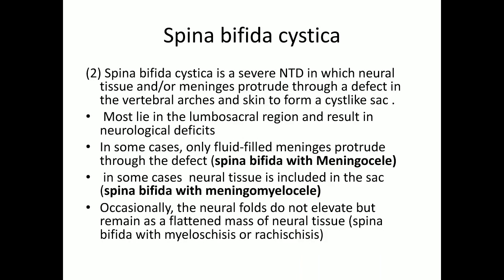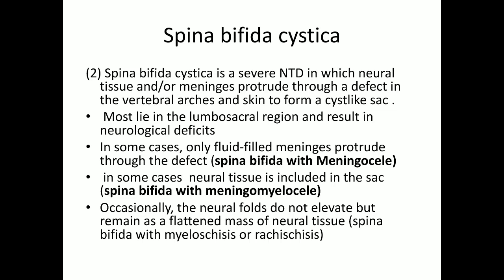Now coming to the spina bifida cystica. It is a severe neural tube defect in which neural tissue or the meninges protrude through the defect in the vertebral arches, and skin will form a cyst-like sac. Most commonly it is present in the lumbosacral region, and it will also result in neurological deficit.